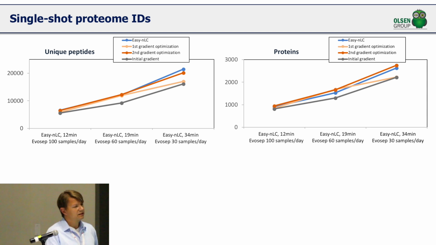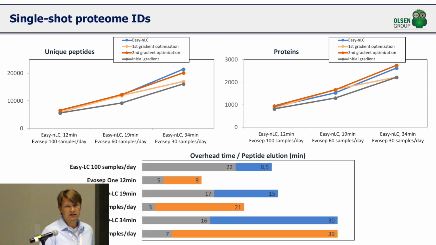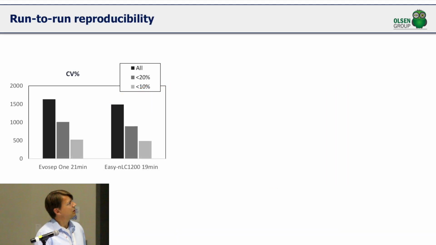But that's also where we see the least benefit from the EvoSep system, when we go to longer gradients, because the overhead time of course becomes more and more negligible for the Easy-nLC system. So it's really with the short gradients that we have the maximum benefit. We are also very happy with the run-to-run reproducibility. It's more or less in the range of what we also see on the Easy-nLC systems.